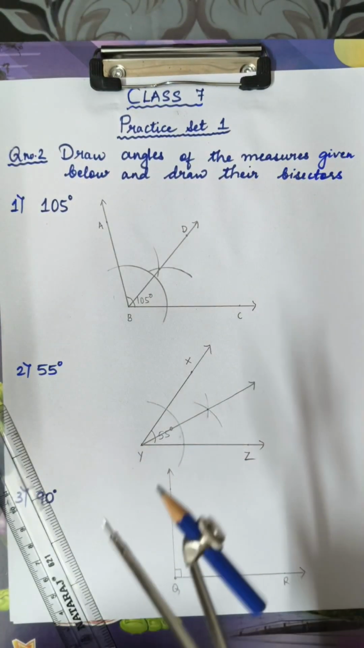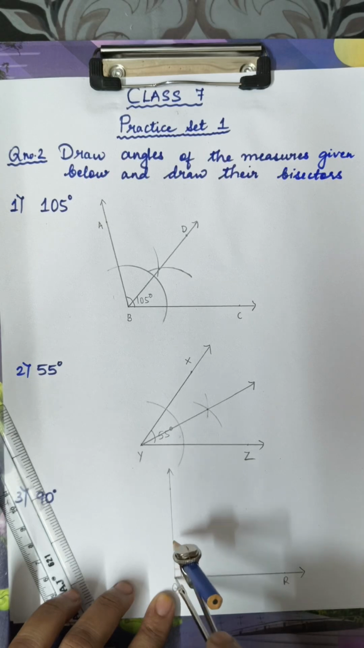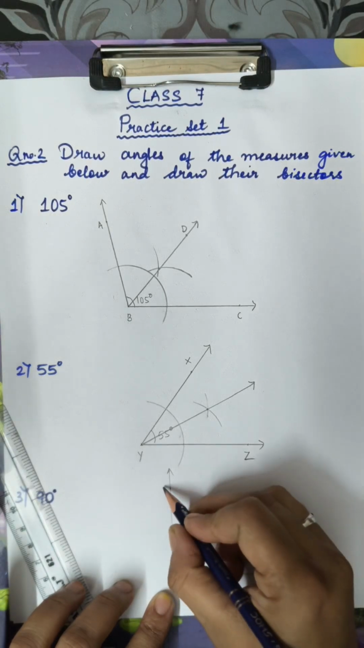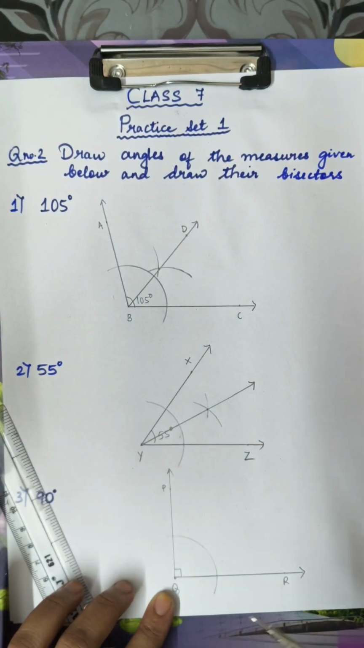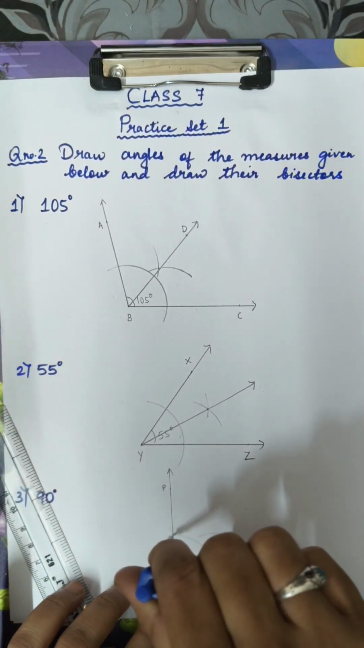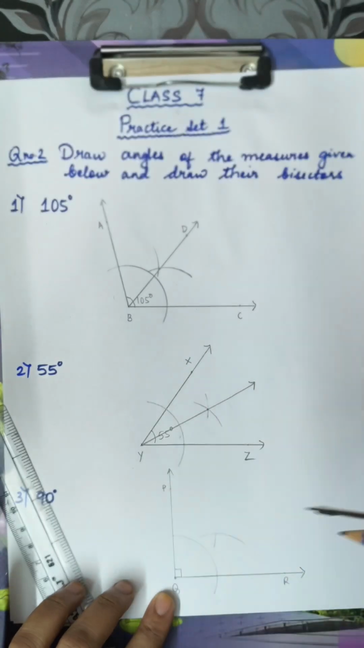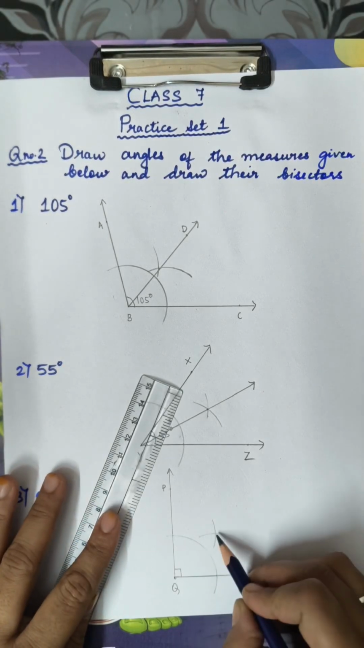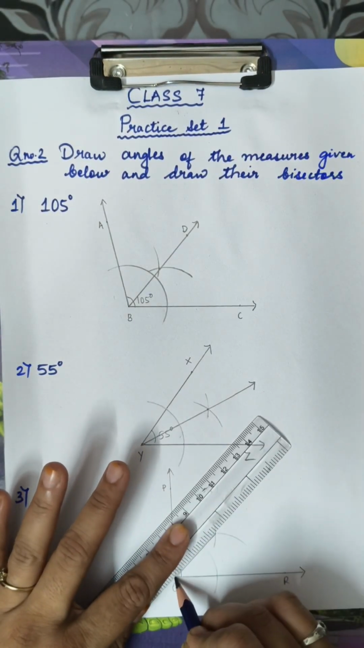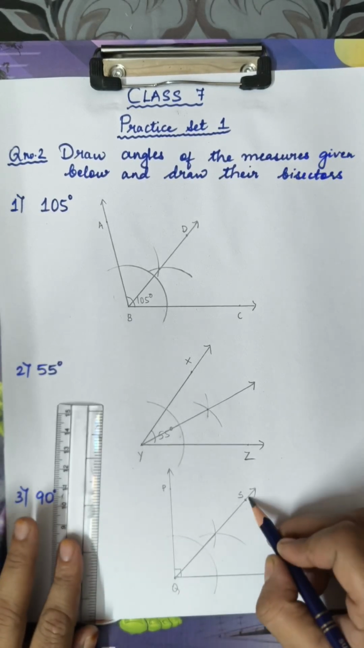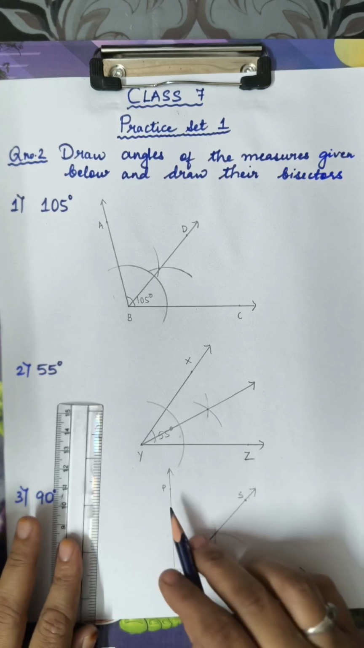Now using a compass, keep it on vertex Q. Draw an arc intersecting both the arms of the angle. Let us mark this as point P. Now keep it on the first point of intersection. Draw an arc. Second point of intersection. Cut the previous arc. Now join the vertex and the point of intersection of both the arcs. So let us mark this as point S. So your QS is the angle bisector of angle PQR.